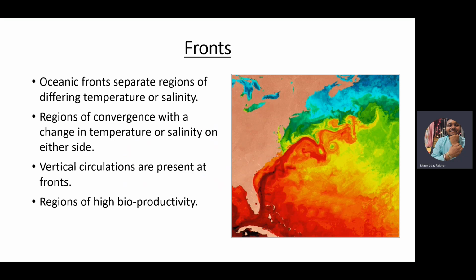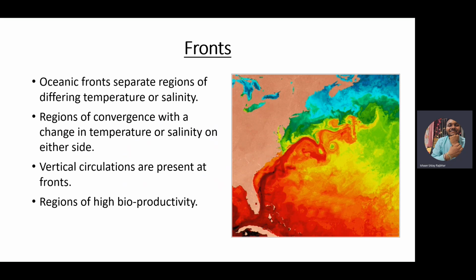Ocean fronts are regions that separate regions of different temperature and salinity. As you can see in the diagram, the green, red, and yellow are different regions with different temperatures, and the boundary that is separating them is called a front.